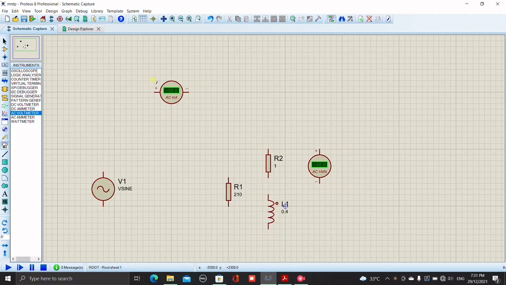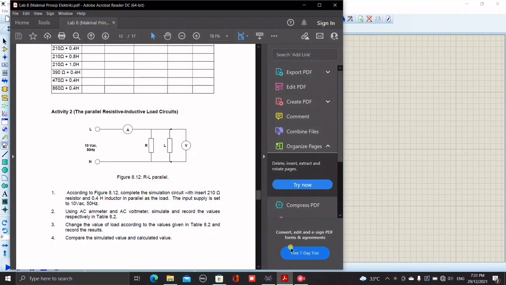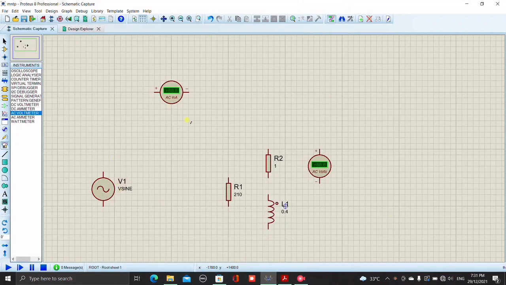Next is activity 2, the parallel resistive inductive load circuit. This is the simulation of activity 2. We have voltage sine, AC emitter, AC voltmeter, 2 resistors, and 1 inductor.